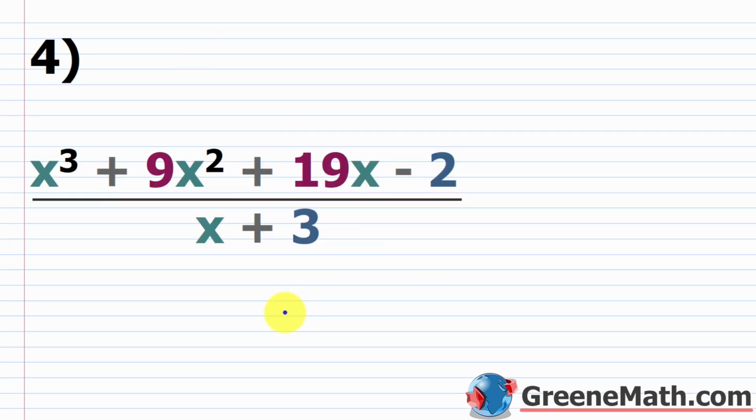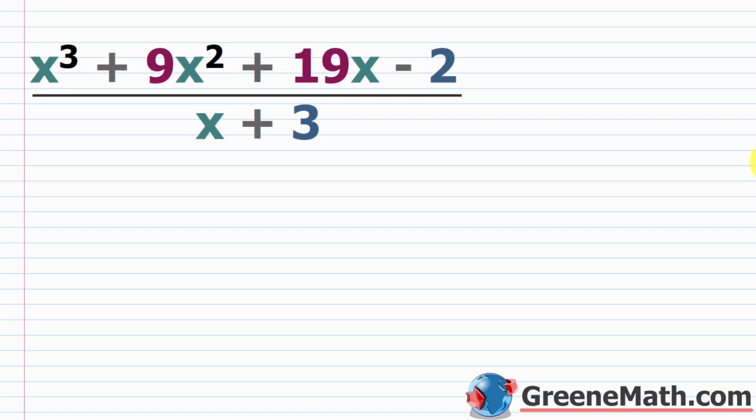All right, now let's look at some problems with polynomial long division. So for problem number 4, we have x cubed plus 9x squared plus 19x minus 2, and this is over x plus 3. Now in the next lesson, we'll talk about how to do this much more quickly using something called synthetic division. For right now, we're going to be stuck using this polynomial long division for this problem.